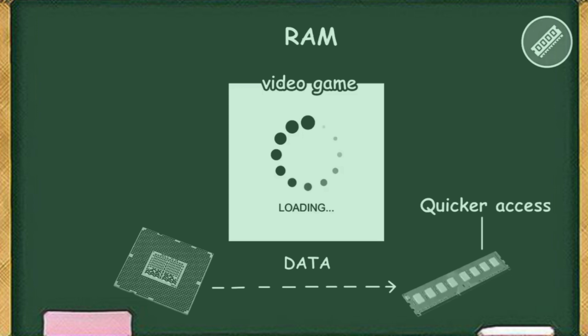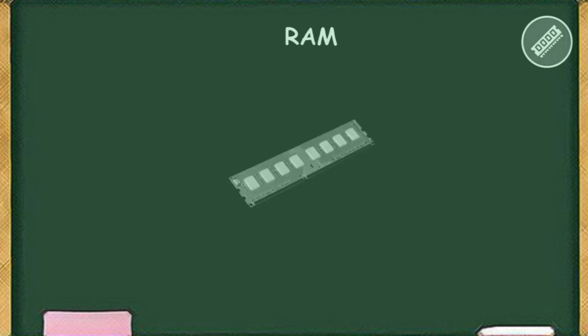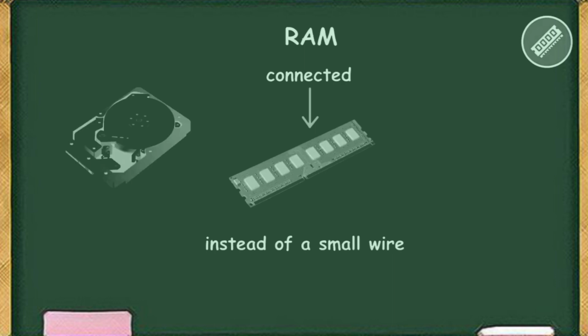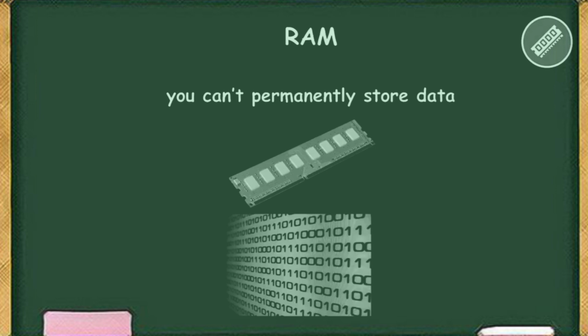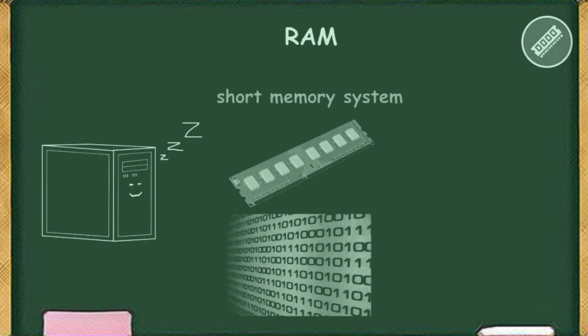The RAM is connected through a long thin stick instead of a small wire like the hard drive. One thing to remember is that you can't permanently store data on the RAM. It's a short memory system, and every time you turn off your computer, the data on it gets wiped.